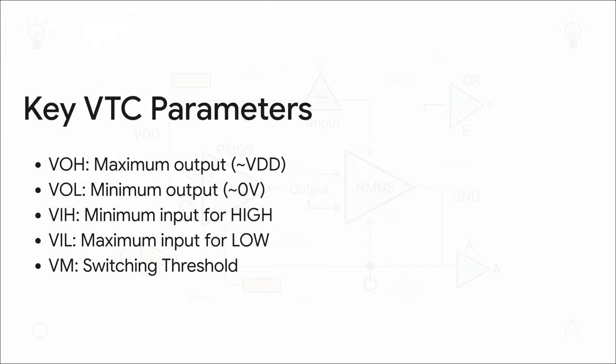Within that voltage curve, engineers basically obsess over a few specific parameters. VOH and VOL are simply your maximum and minimum output voltages, but VIH and VIL, those are your critical gatekeepers.